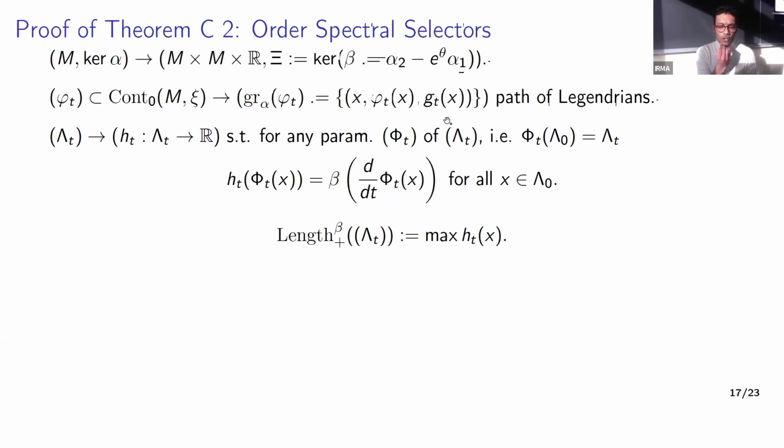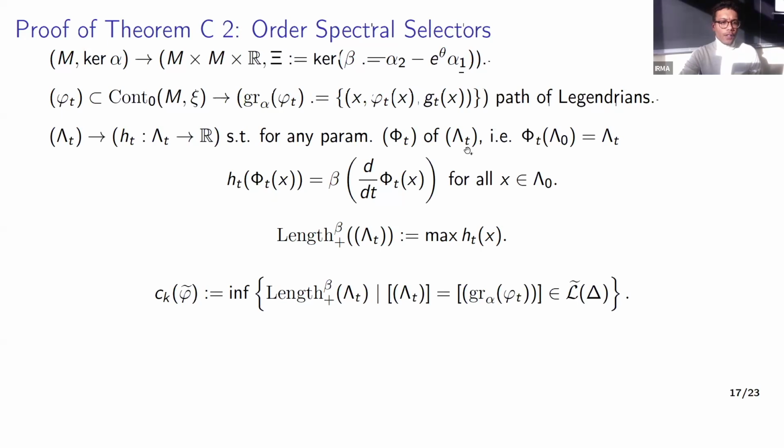And then to this path of Legendrians, we can associate a number. Here I call it the positive length. I'm not sure it makes complete sense, but yeah. So the positive length of this isotopy is the maximum of the Hamiltonian function. Then the number I associate to isotopy phi tilde is the smallest length of all Legendrian isotopies that are homotopic to the Legendrian isotopy given by the graph. Okay. So this number, of course, can be minus infinity.